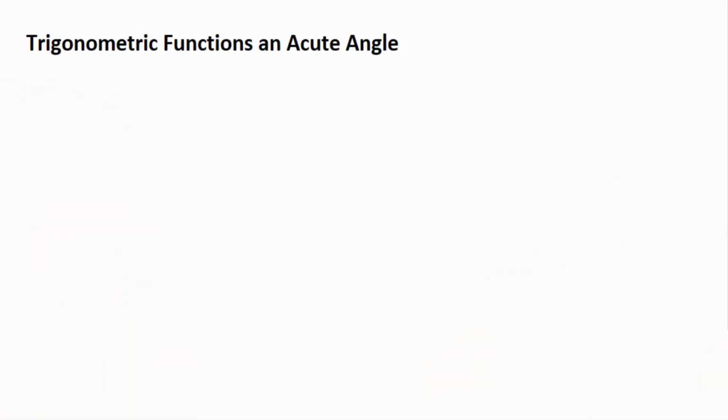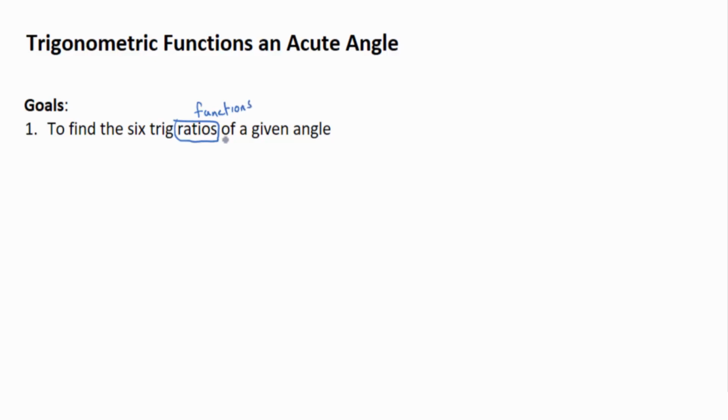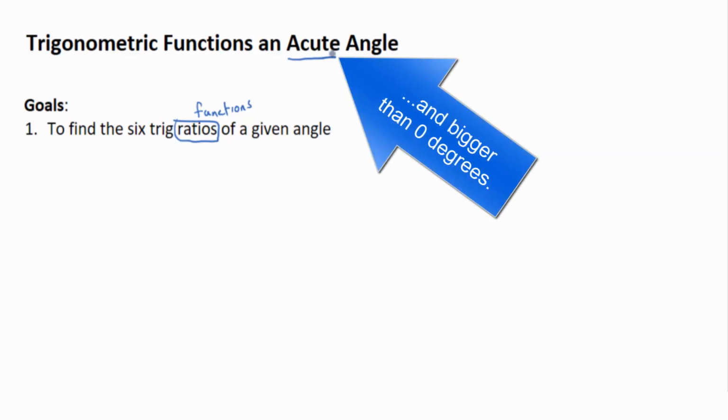Trigonometric functions of an acute angle. The goal is to find the 6 trig ratios of a given angle. You'll also hear me call them functions. The 6 trig functions of an acute angle. And it is going to be an acute angle. What is an acute angle? An adorable little angle that's less than 90 degrees. That's an acute angle. That's goal number 1.